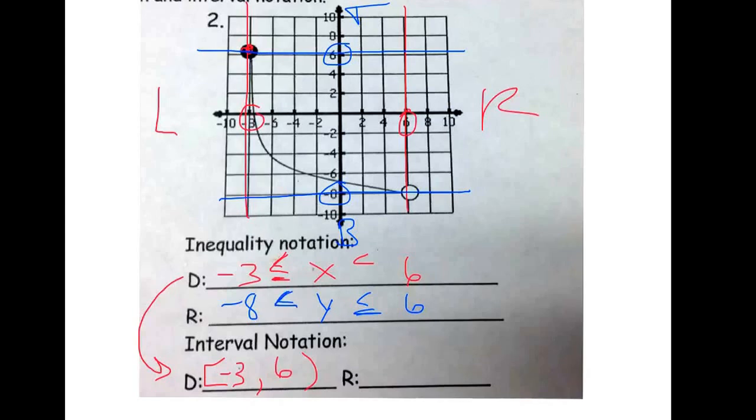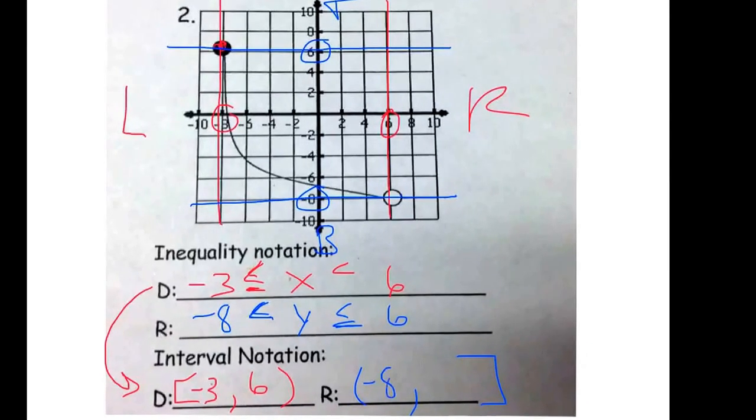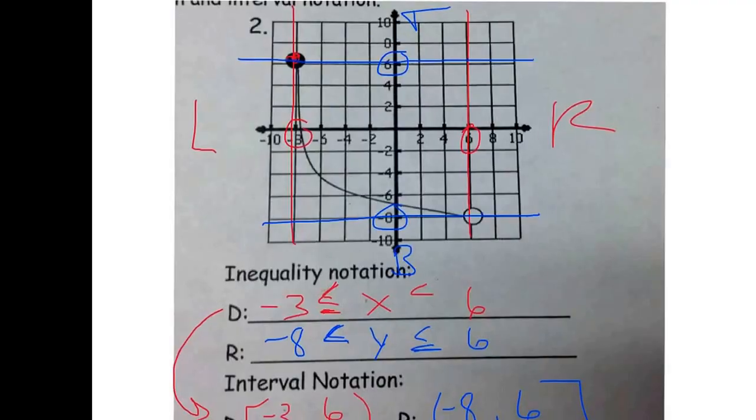Less than symbol gets a parenthesis. Less than or equal to gets a bracket. Always a comma. This goes from -8 to +6.